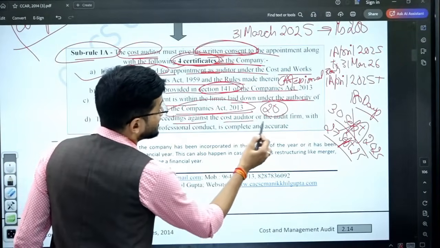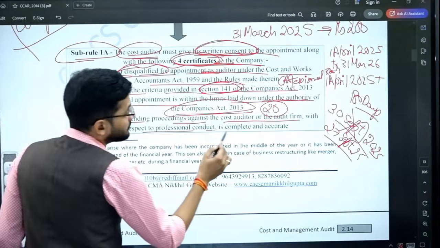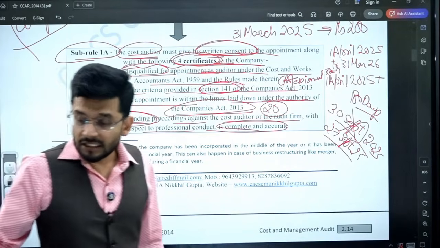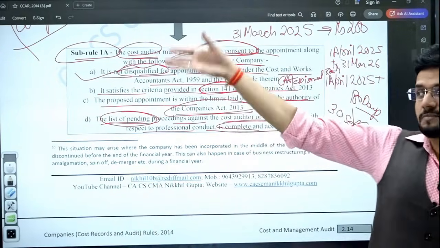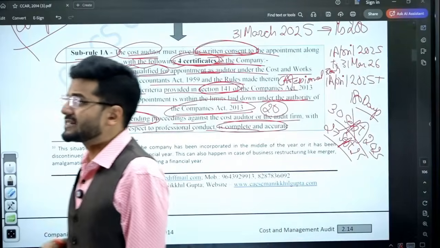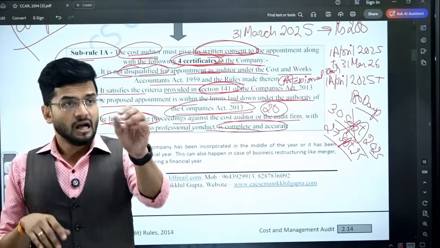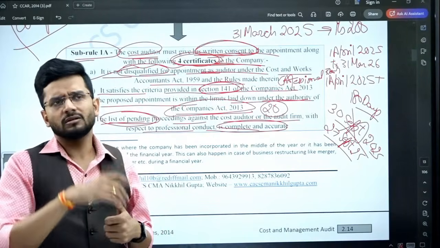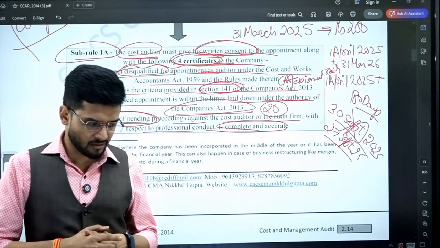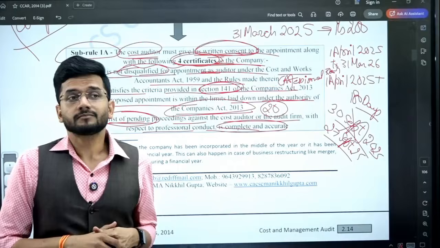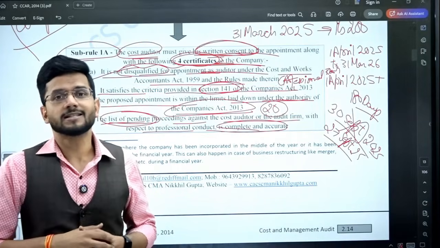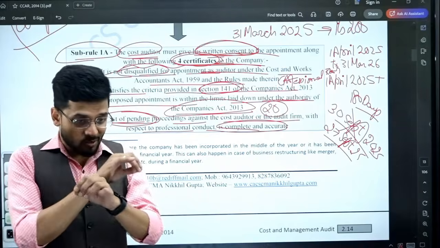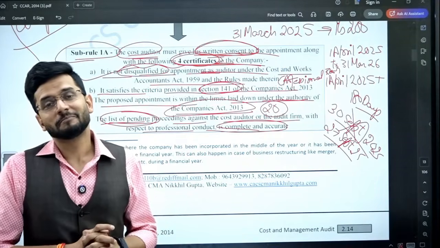The list of pending proceedings against the cost auditor or audit firm with respect to professional conduct is complete and accurate. So the cost auditor has to give all the cases which are going against him with respect to fraud, or any criminal or civil offenses, to the company. So why is this required? Why is the company bothered what criminal proceedings are going on against the auditor? Because the company wants to know which fraud cases are going against him, because if a fraud case is proven against him, then he is disqualified from becoming an auditor.